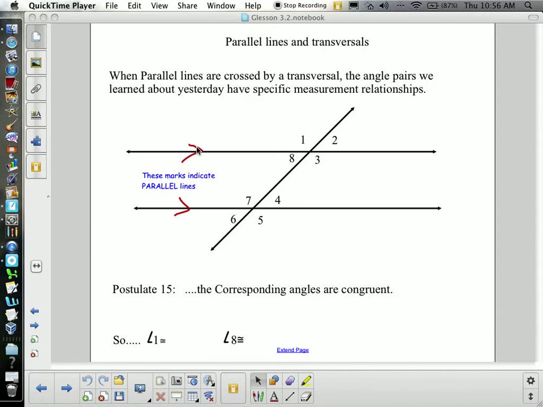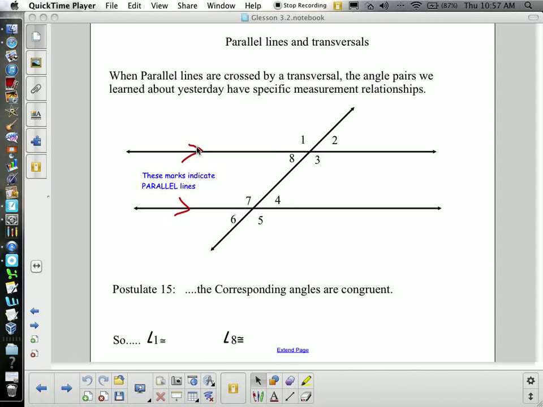So if they both are acute or they're both obtuse, then that relationship is congruent. If one's acute and one's obtuse, then they must be the other relationship, which would be supplementary, like a linear pair. So it's pretty easy to tell which situation is which. Postulate 15 said the corresponding angles are congruent. That's the key one.